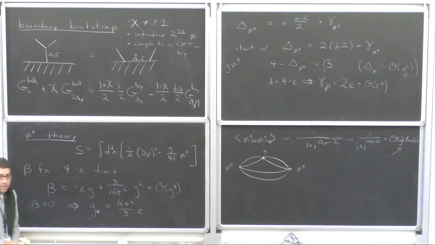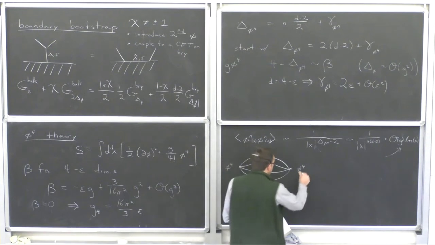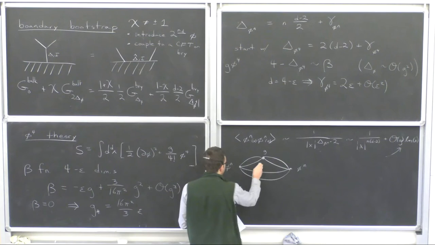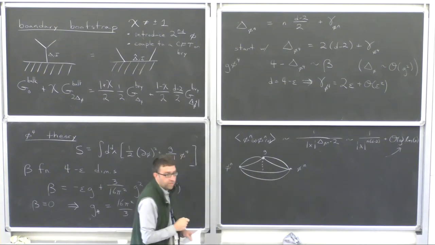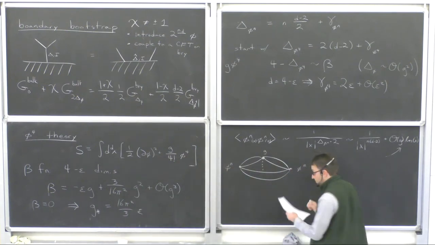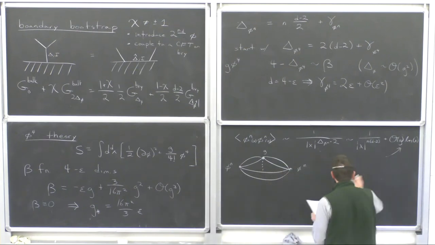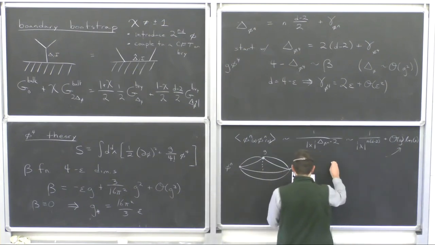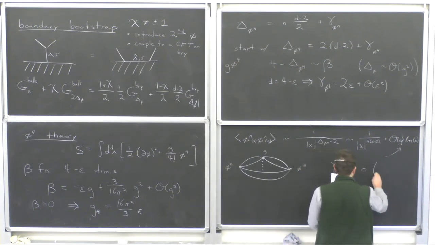And you can kind of see how this will generalize, right? In general, if I make this phi to the n, I'm going to have a lot of lines that match up and only one vertex. And I have basically n choose 2 ways of generating the same diagram with the same roughly correction. And so I can see from this calculation that gamma phi^n should be proportional to some constant times n choose 2.